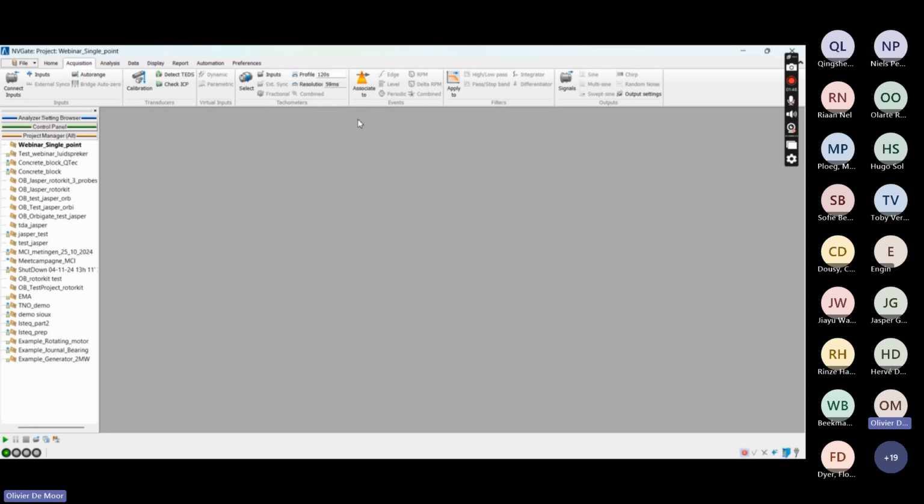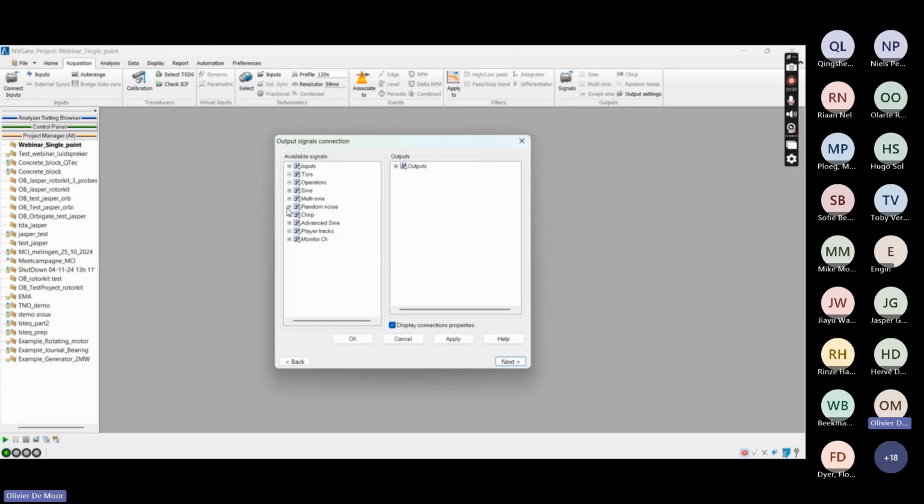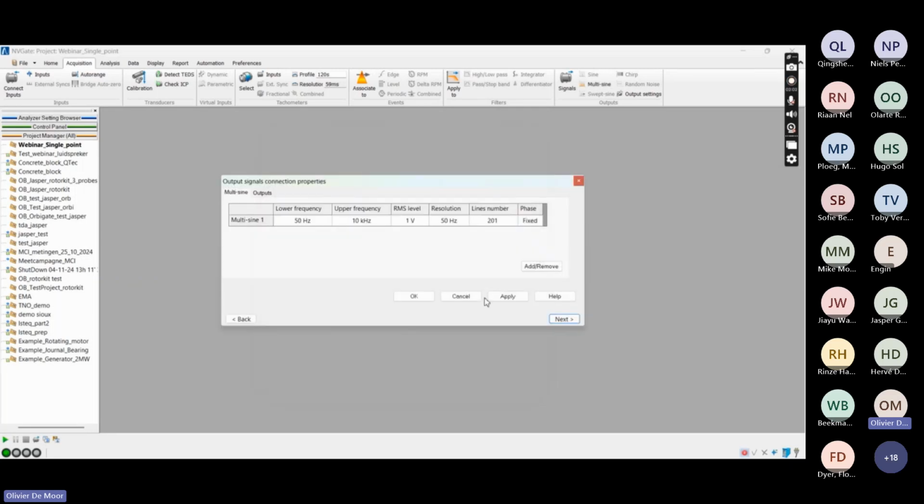So the next thing that we will do is configure an output generator signal that will be sent to the loudspeaker. It's connected through a BNC connection. We will choose a multi-sine for this so that we excite all the frequencies of the frequency spectrum. So we connect the multi-sine to output 1. Here we can choose the lower frequency, the upper frequency, the frequency resolution, and the number of FFT lines. It's important that the number of FFT lines is chosen the same as the resolution of the FFT itself.